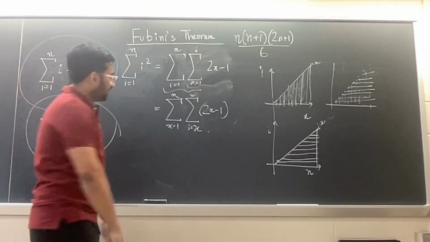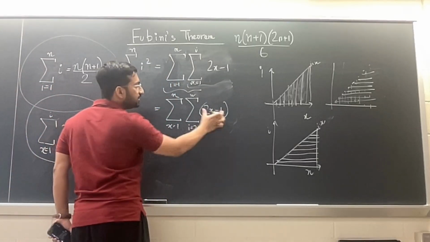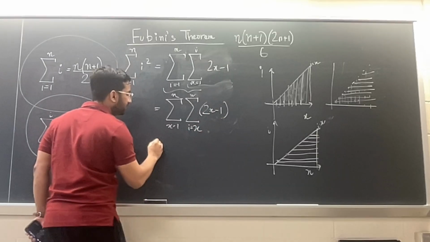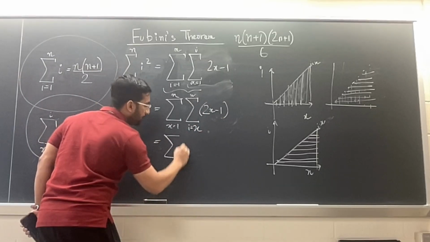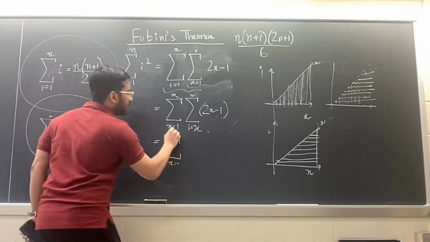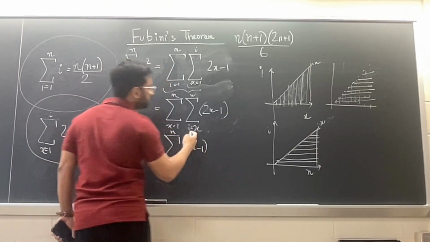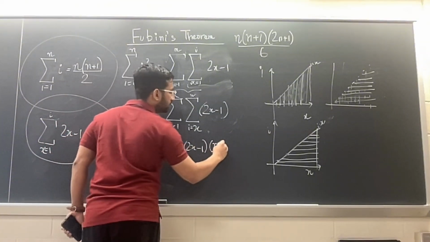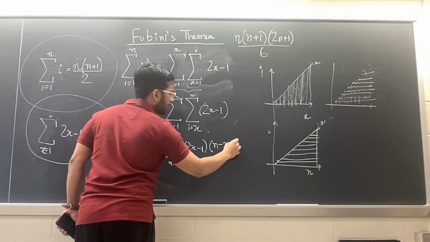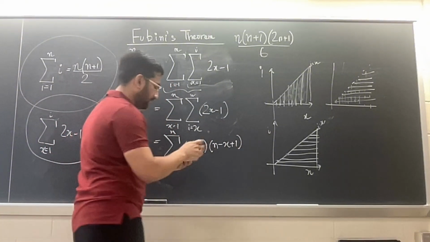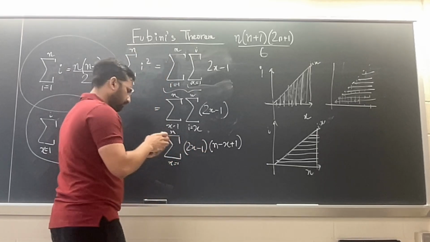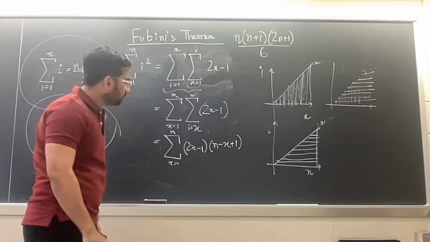So this is the beauty. Observe that now in this expression there is no I here, so we can take this outside. Summation over x from 1 to n, we get 2x minus 1 times n minus x plus 1. Let me see if I've done it correctly. I think so. Yes.